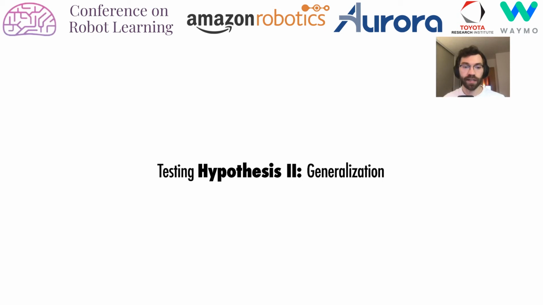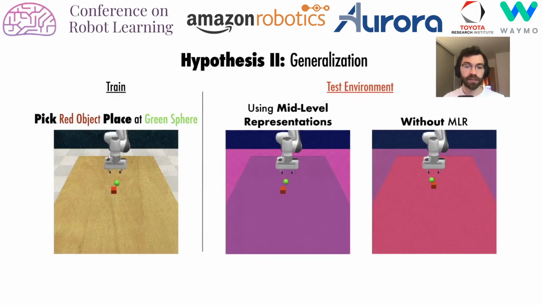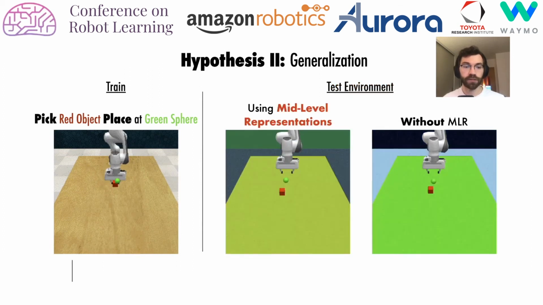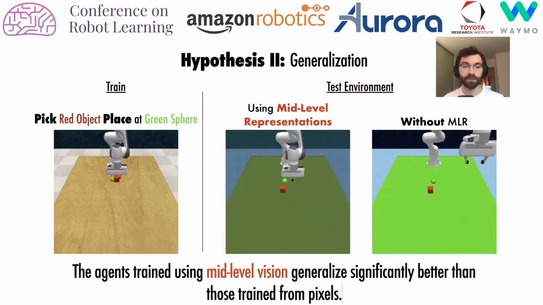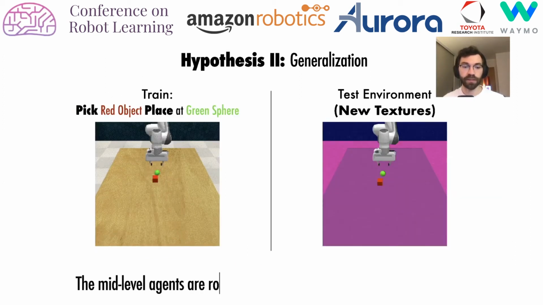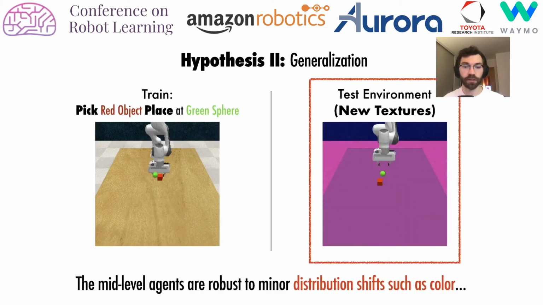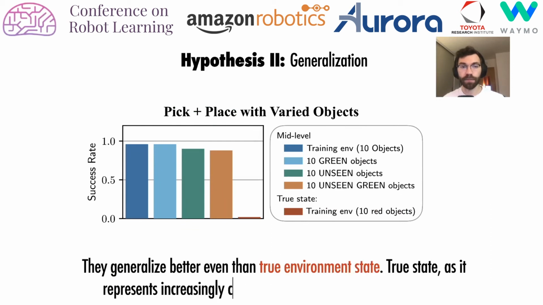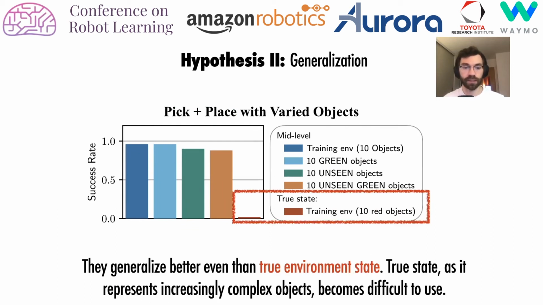But how do these two stack up in the test environment? We tested all the policies in novel environments unseen during training. Agents using mid-level vision generalized significantly better than those trained from pixels. The mid-level agents are robust to minor distribution shifts, such as color, and they also generalized to unseen objects. In fact, they generalized even better than agents trained from the true environment state. The true state, as it represents increasingly complex objects, becomes difficult to use.